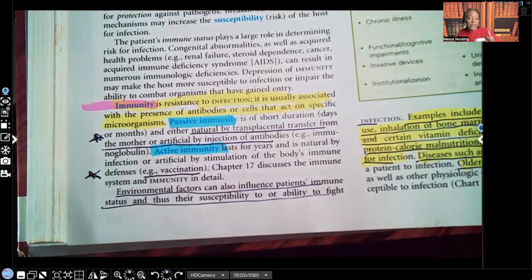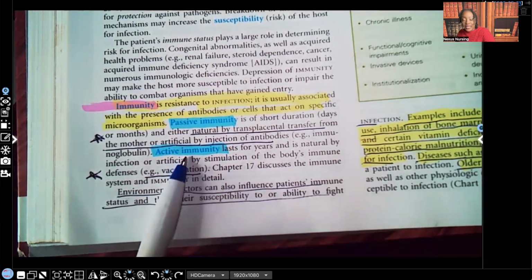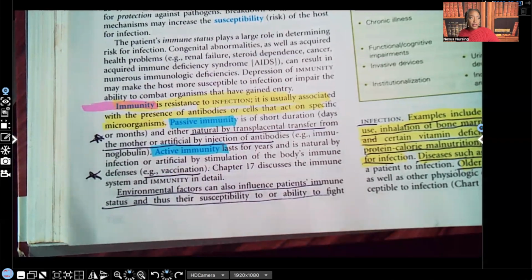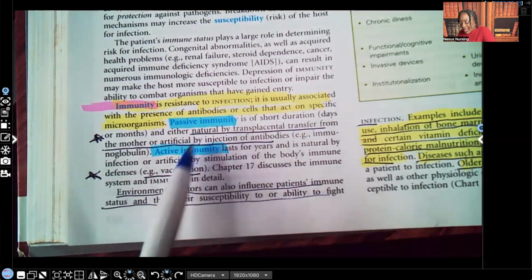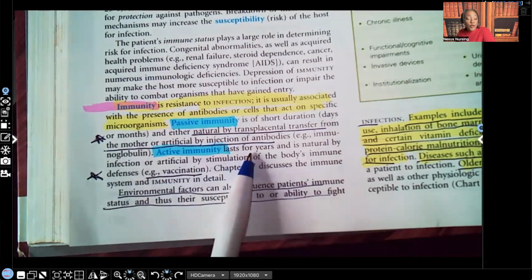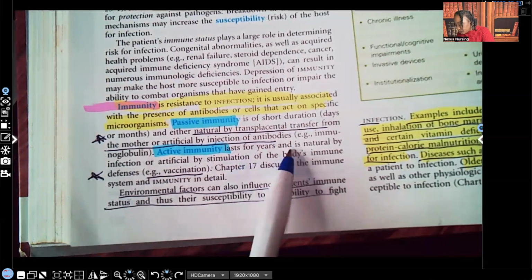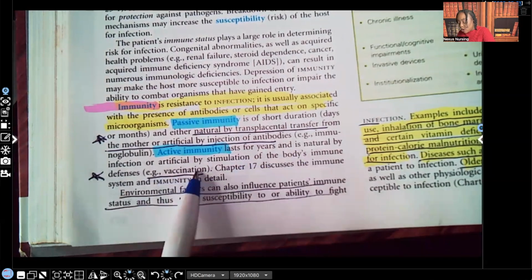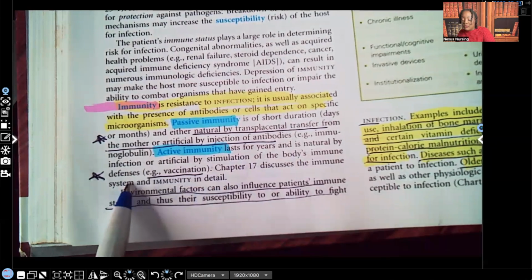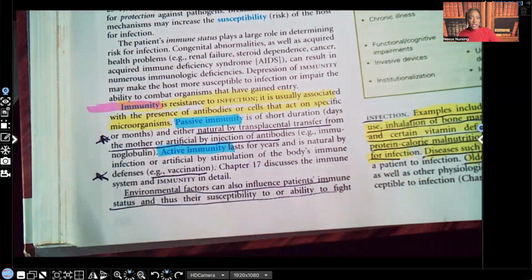Okay, that's passive immunity. Now let's take a look at active immunity. Active immunity works a lot, it lasts a lot longer, and it makes sense because the body was actually working for it. Active immunity lasts for years, not days, not months, for years. And it is natural by infection or artificial stimulation of the body's immune defenses, such as vaccination.